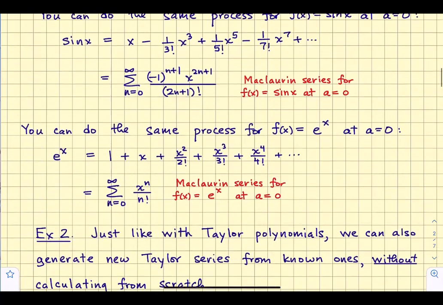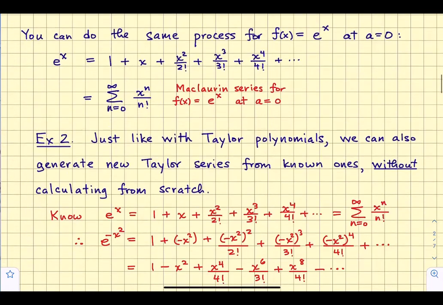You could do the same process for the function f of x equals e to the x at a equals 0. This one's easier to compute, of course, because the derivative of e to the x is just e to the x. And I don't show the details here, but you could do the exact same thing. The expanded form of the Taylor series is just like the pattern that occurred in the Taylor polynomial. And here we're doing the same thing in the summation form. We can rewrite it like this. And so this is the Maclaurin series for e to the x.